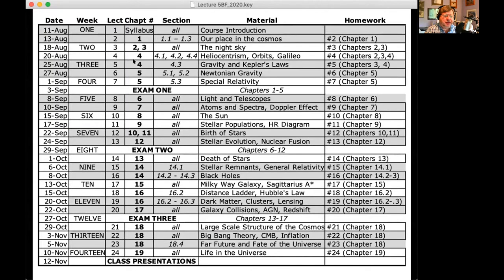Just to remind you, we have an exam not this week, but next week. So we have 2 lectures this week covering chapters 4 and 5. And then next week on Tuesday, we have 1 lecture finishing up 5, which will be on special and general relativity. And then an exam on Thursday.